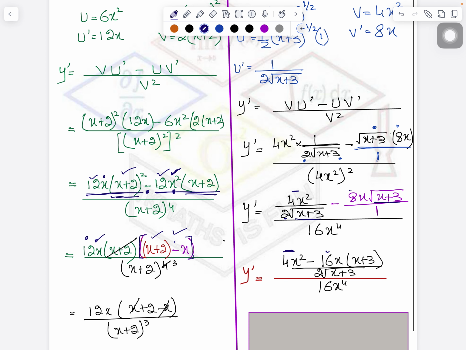And you got the simplified form of the differential function. So this is your first derivative. Okay, common factor taken out just to simplify more, and you got here the differentiation of the function.